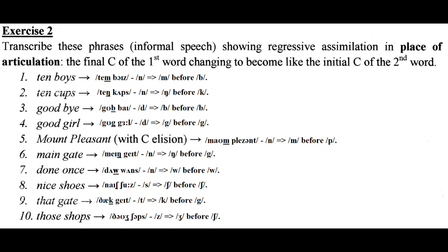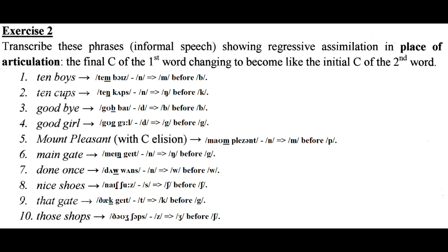Number 7, "done once". It becomes "dow once". So here we notice that the n turns to w because of w. So n becomes w before w. Again, we do not pronounce two w's. We say it as one w. It's a linking process, and we pronounce it slightly longer than usual.